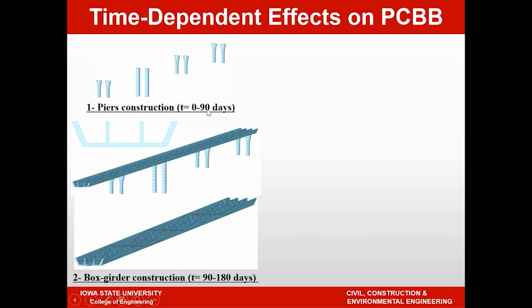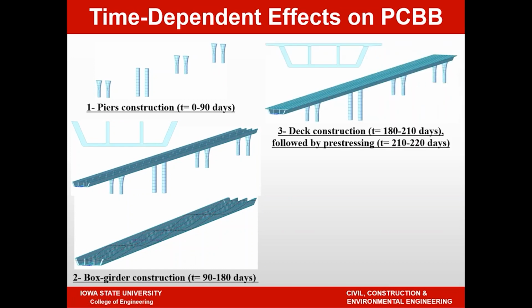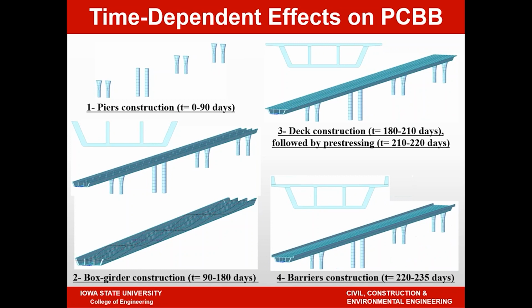will take place from 0 to 90 days. Then you add the superstructure from T equals 90 to 180 days, followed by deck construction. So that goes from 180 to 210 days, followed by pre-stressing in the superstructure taking place between 210 to 220 days. And finally, the barrier construction was completed from time 220 to 235. So this is when you complete the structures.